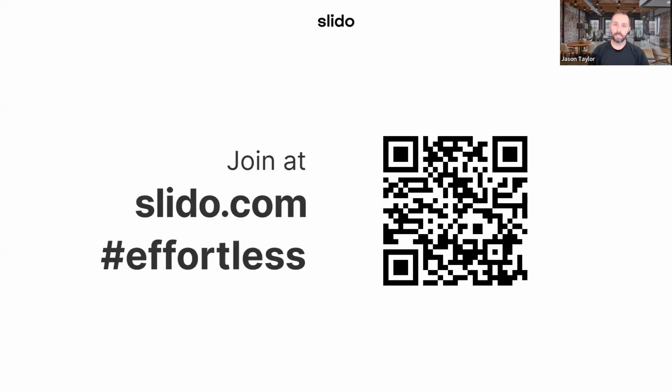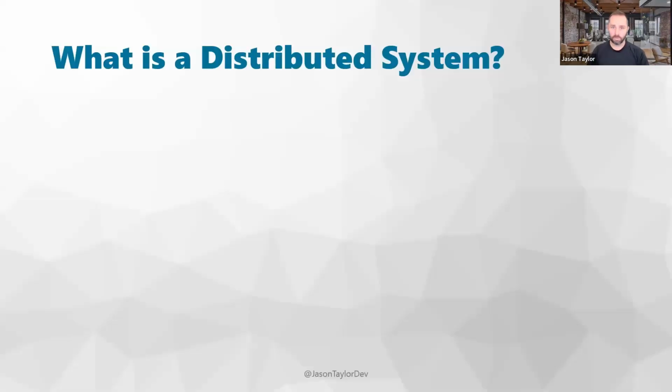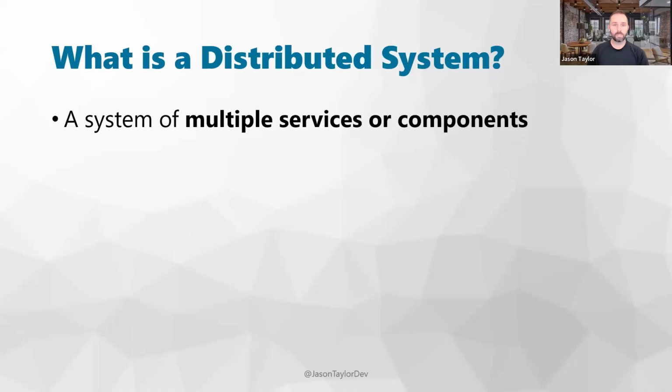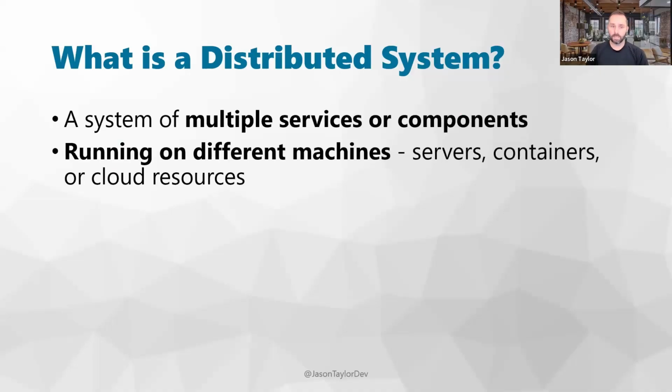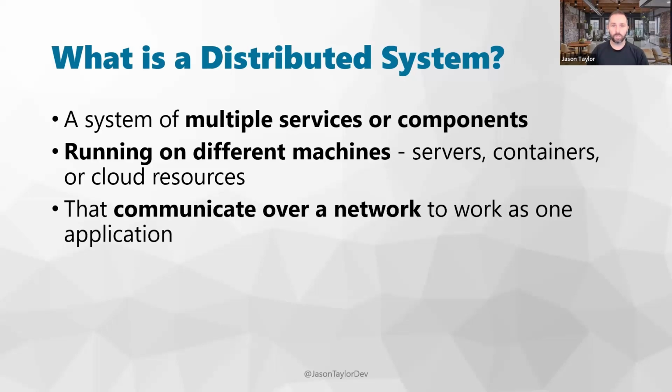While you're joining, let's start by defining what we mean by a distributed system. A distributed system is a system of multiple services or components working together. And those services are running on different machines, so think servers, containers, or cloud resources. And they communicate over a network, so the whole thing behaves like one application.